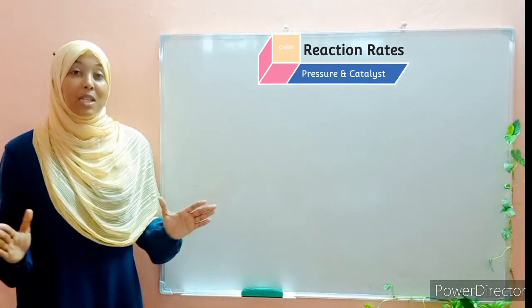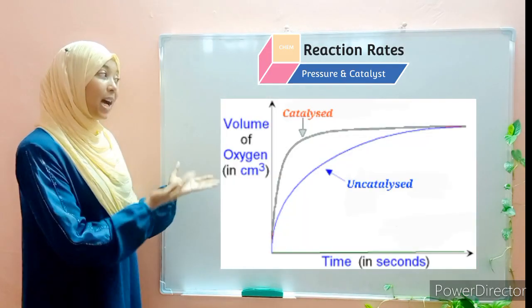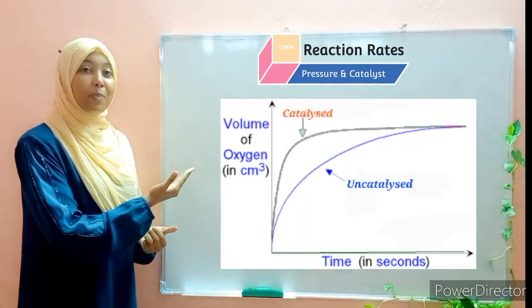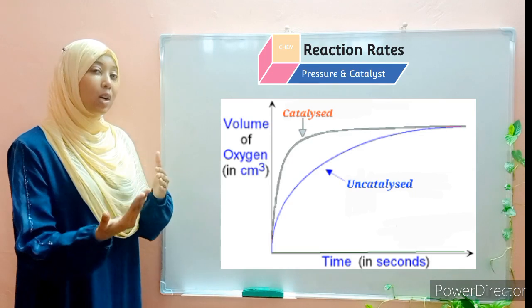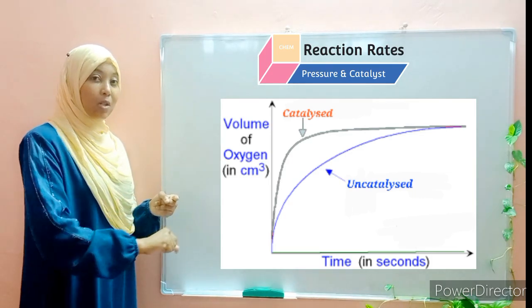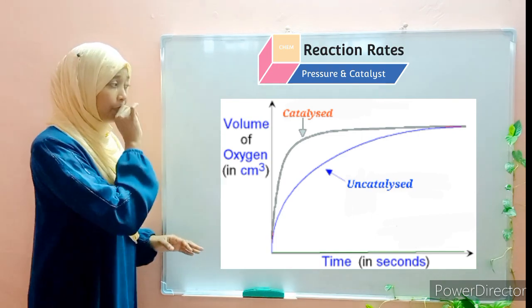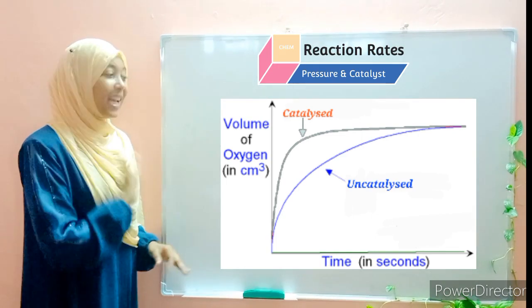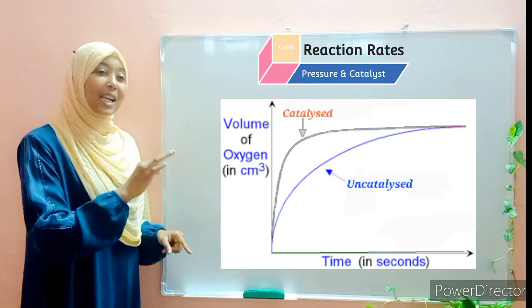So how do we represent this information using a graph? As such. Over here, we have a comparison of two curves. One for a reaction whereby we are having a catalyst being used, and the second one is an uncatalyzed reaction.